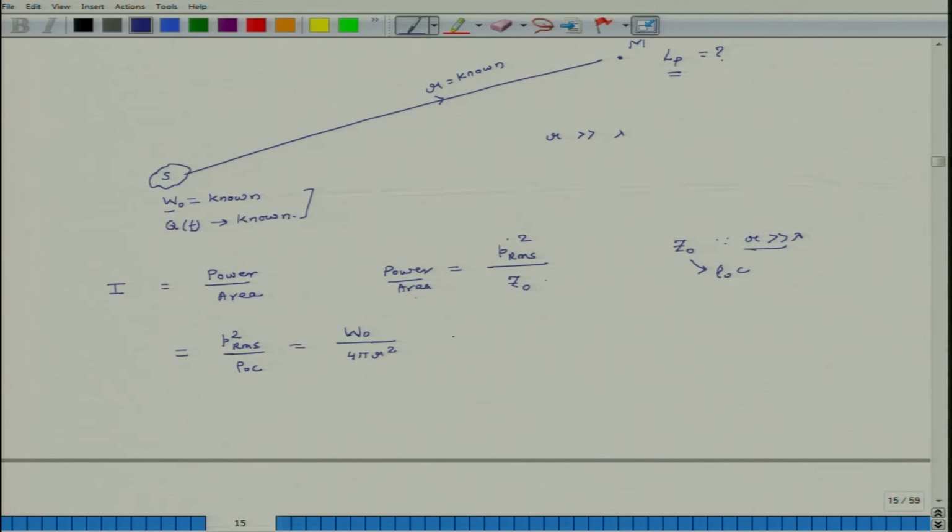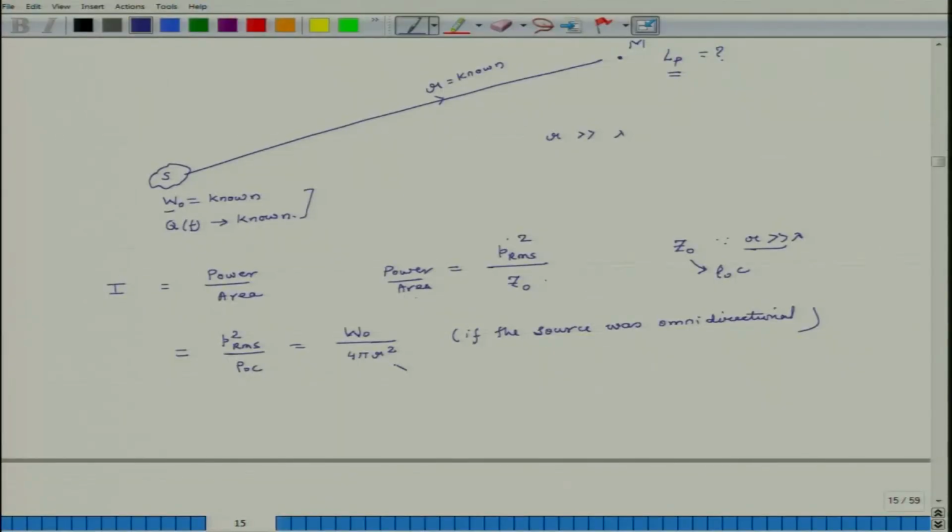Now, here, if the source was omnidirectional... Now, this particular source which we are discussing is not omnidirectional, but if the source was omnidirectional and it produced W watts of power or W watts of energy every second, then at a distance r away from it, what would be the intensity?